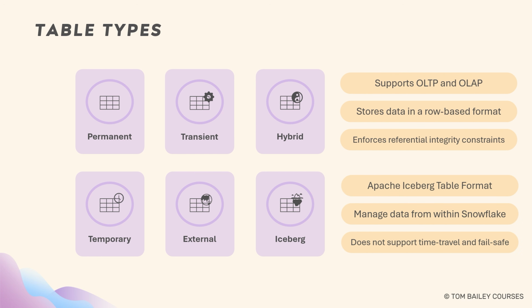Iceberg tables allow Snowflake to work directly with data stored in the open Apache Iceberg table format, typically in external cloud storage such as AWS S3. You can read, insert, and manage data in Iceberg tables, whether Snowflake manages the metadata as a Snowflake catalog table or an external catalog like AWS Glue. Iceberg tables do not support time travel or failsafe, and query performance can vary depending on how data is partitioned and stored in the external location, but it's generally better than external tables.